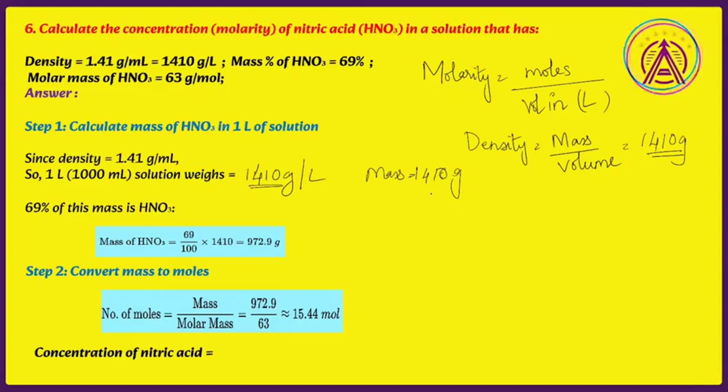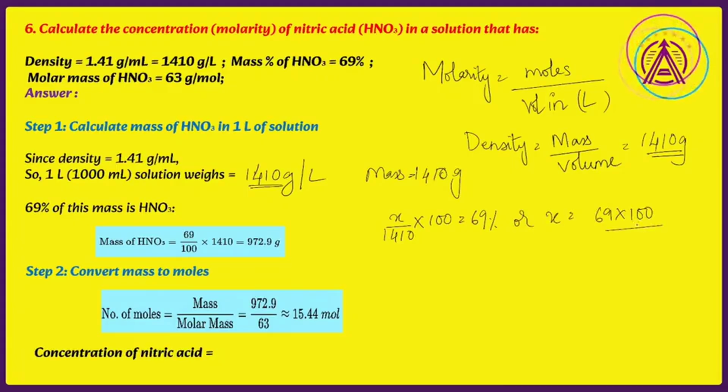Now out of this 1410 grams, which is the mass of my entire solution, 69% is nothing but my nitric acid. So let us see how much is that 69% of 1410. So what do I get? I get x divided by 1410 into 100 equal to 69%, or x is nothing but 69 into 1410 divided by 100, which gives me 972.9 grams. So my mass of nitric acid is clear.